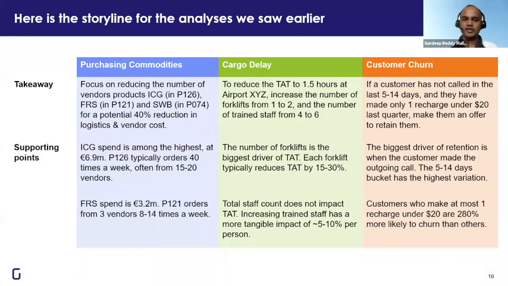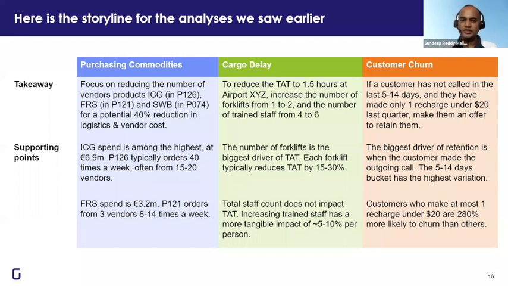For the purchasing commodities, we were clear enough to focus on reducing the number of vendors for specific products, ICG in this plant, FRS in this plant, and SWB in this plant. By doing this, we forecasted a 40% reduction in logistics costs and vendor costs. In order to substantiate this, we had supporting material which said for the ICG, spend was among the highest at 6.9 million pounds. So this is a big number to go behind.